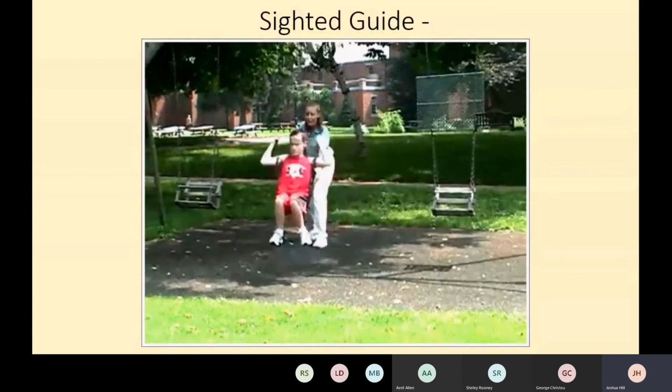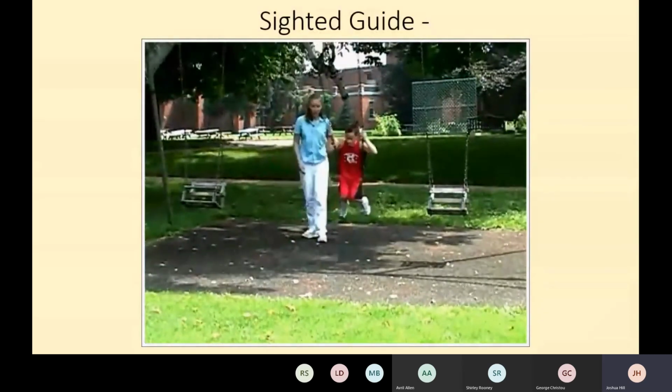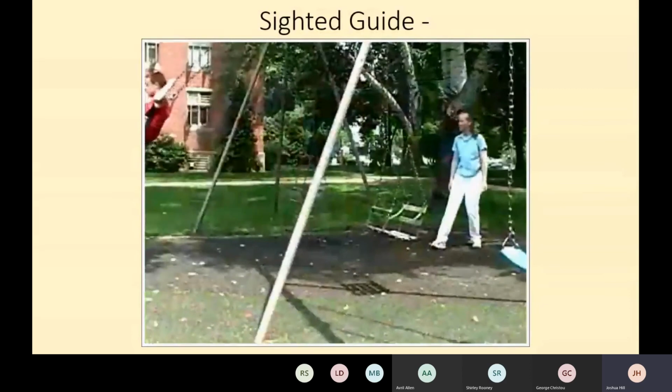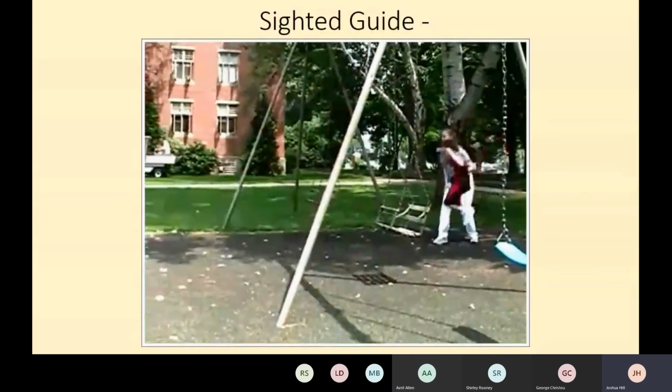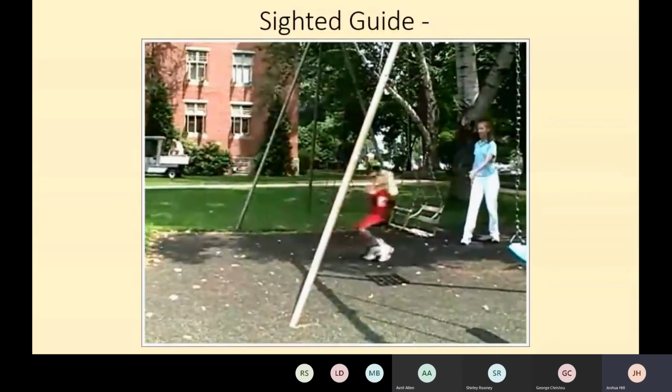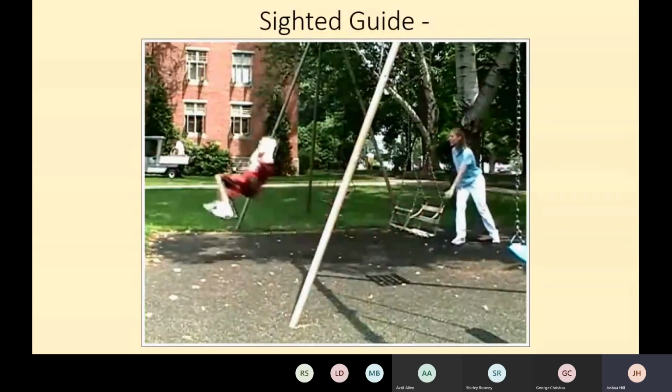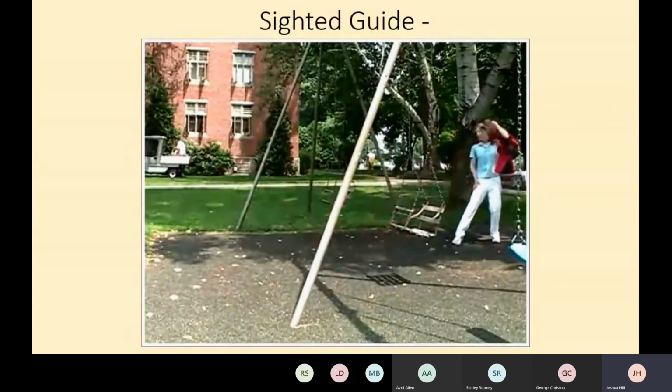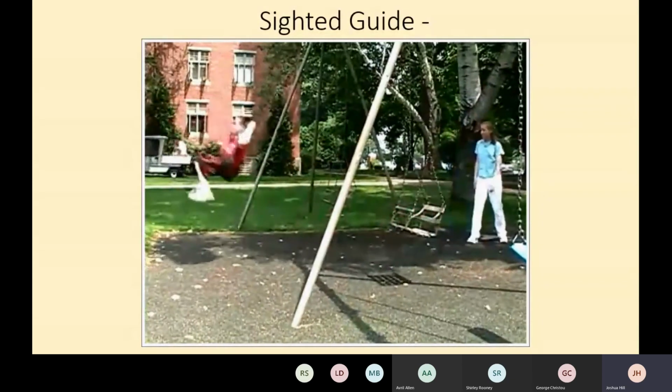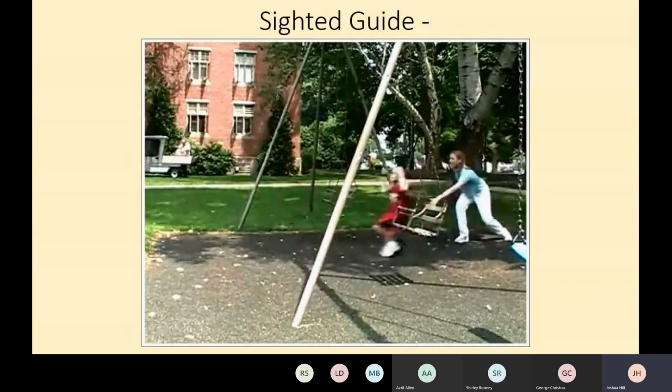Sighted guide technique can be a very effective way for someone who is visually impaired to travel. This skill can be especially useful when walking in new places and while a young child learns more independent travel skills. The guide must always remember, safety is their responsibility.